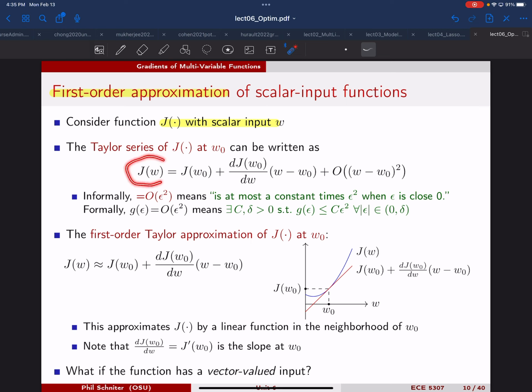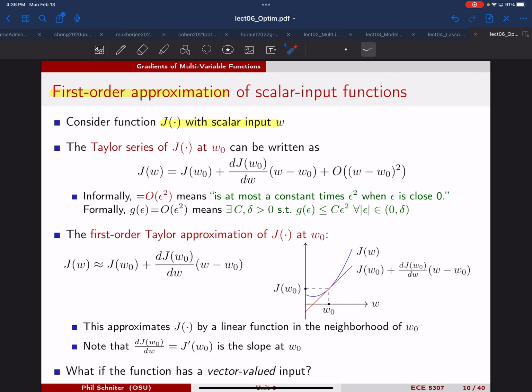So if I have a function of variable w, and I want to take a Taylor series around the point w naught, it goes like this. You take J evaluated at w naught, and then you take the derivative evaluated at w naught, and now you multiply by the difference between this reference point and the w you're computing it at.